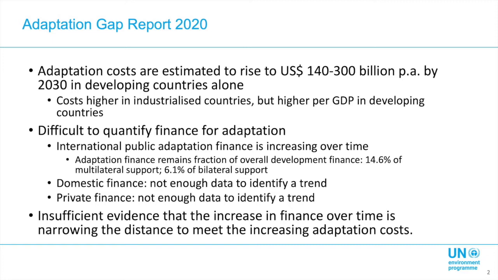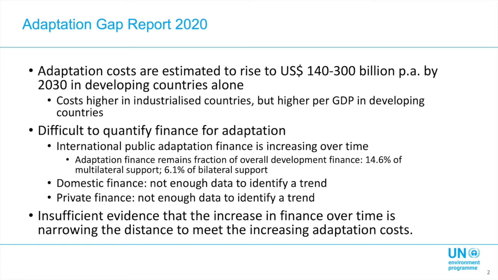It's very difficult to quantify how much finance, or to estimate how much finance there actually is for adaptation to address these costs. We know most about international public adaptation finance, so the support from developed to developing countries, and we see that this is increasing over time. Although the share of overall international flows, so relative also part of ODA, remains small. So it's only 14.6% that goes from multilateral sources and only 6.1% of bilateral support.